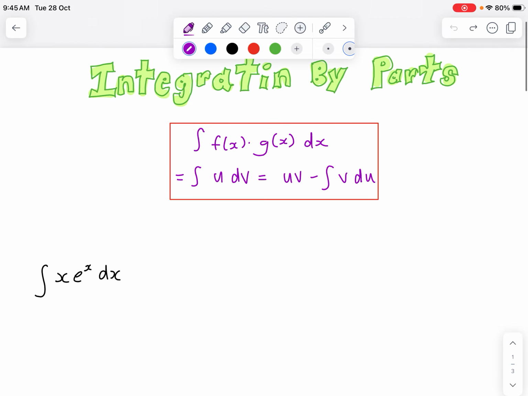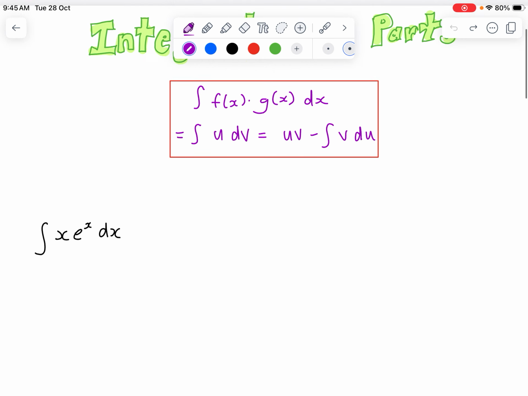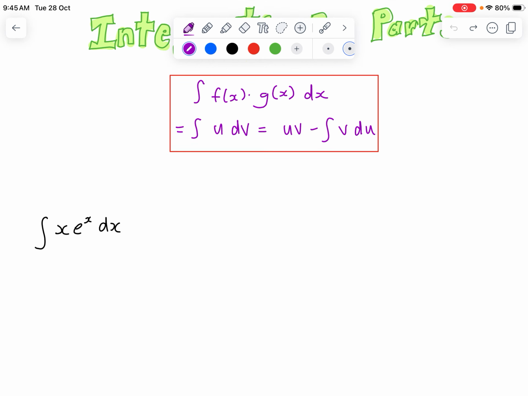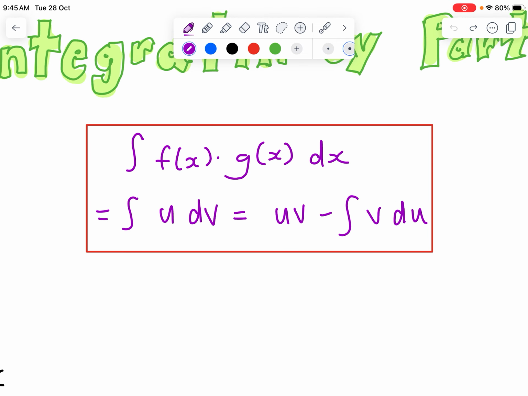Hi, so in today's video we are going to be doing integration by parts. Before we get started, let's first take a look at the formula that you definitely want to know when it comes to integration by parts. But before I do that, let's first go back to what we already know.